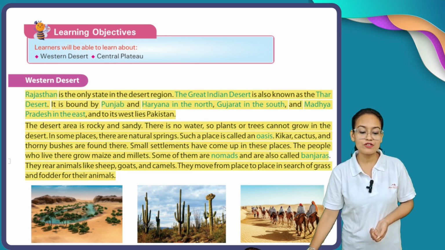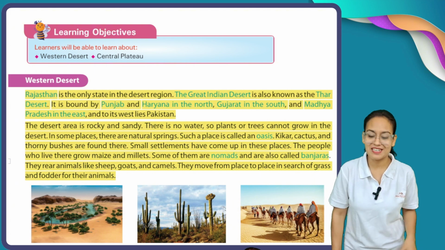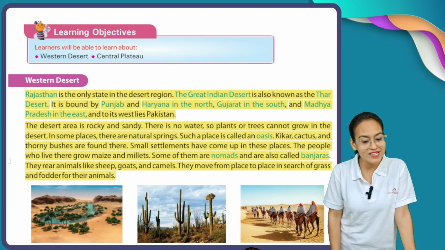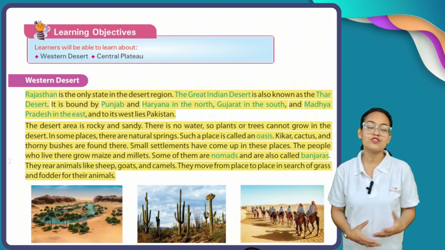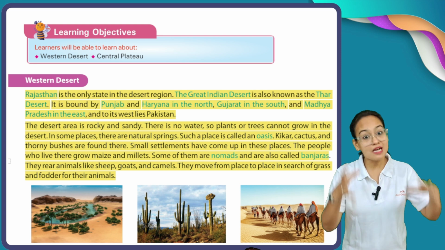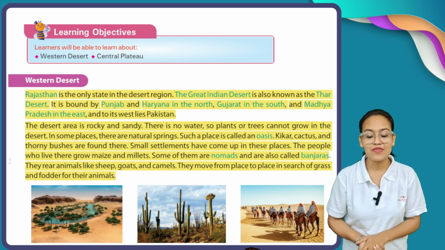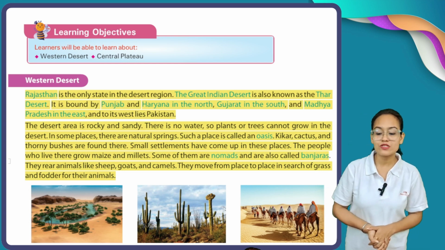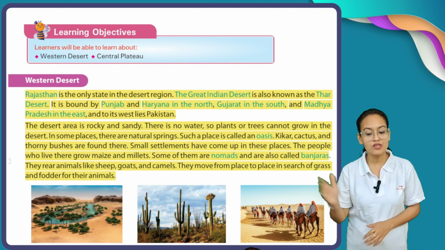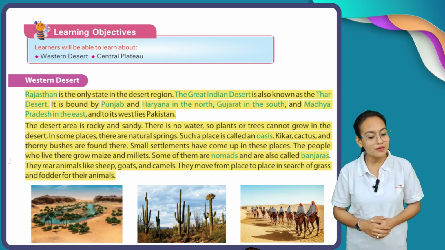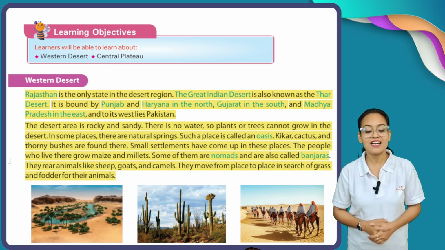First of all, we are going to start with the Western Desert. Western Desert means Rajasthan. Rajasthan is the only state in the desert region. The only state of India which completely falls under desert area is Rajasthan. The Great Indian Desert is also known as the Thar Desert. It is bounded by Punjab and Haryana in the north, Gujarat in the south, and Madhya Pradesh in the east, and to its west lies Pakistan.